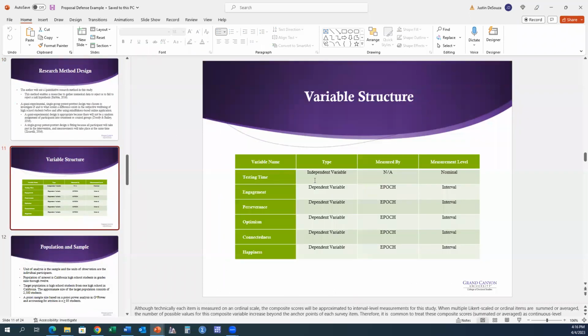I think this is really useful as well. Giving a table for all the variables of interest. Are they independent or dependent variables? What is the instrument that's measuring that variable? What is the measurement level? Is it categorical or nominal, or is it interval ratio?